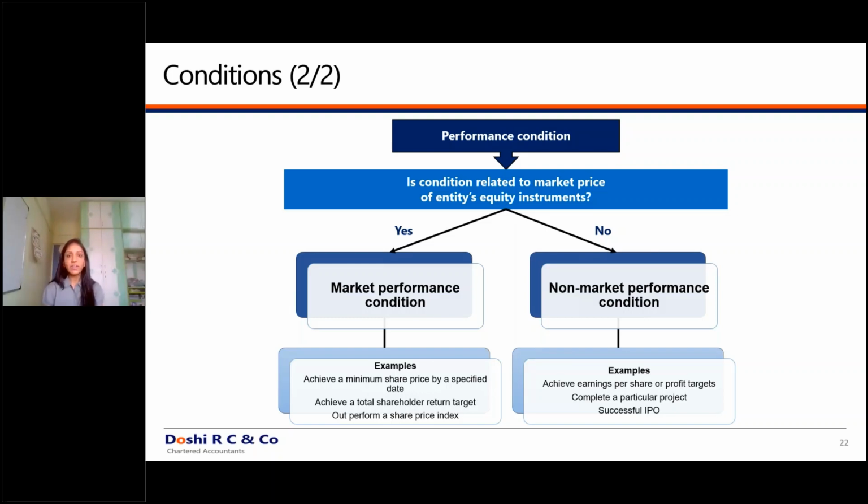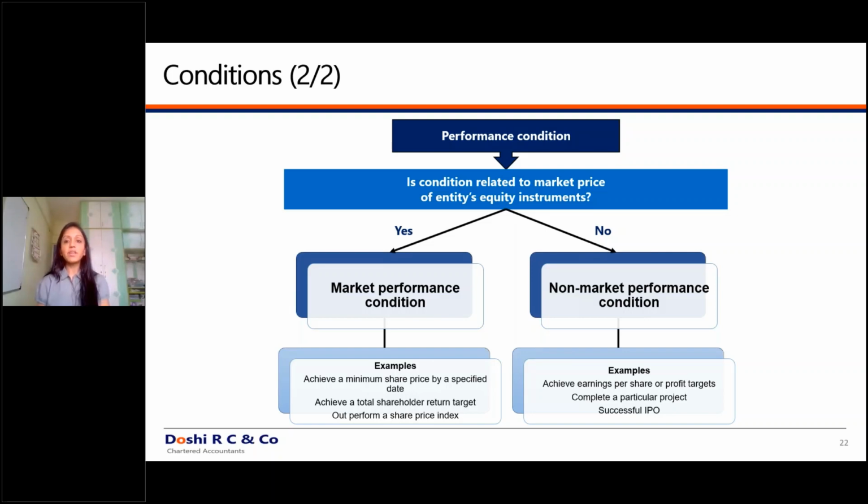They have classified the performance conditions into two parts. One is market performance condition and another is non-market performance condition. So this market condition is not only in the hands of the counterparty. Now, the market share price can change due to other parameters also. It is not purely in the hands of the employee to what extent the market price should vary. And the second might be the non-market condition.